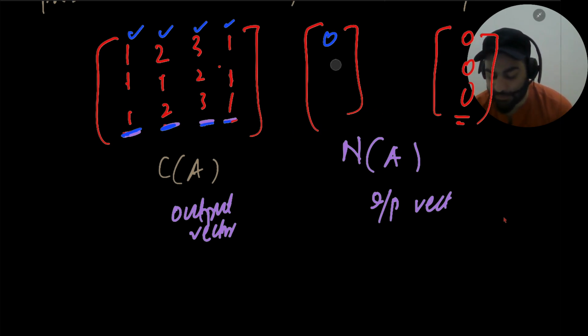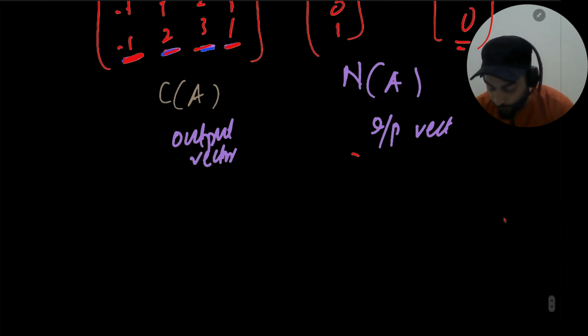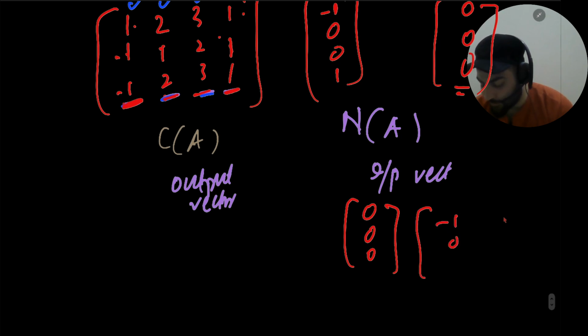Now another one: let's suppose I take -1 of the first and +1 of the last and 0 of these. So I'm taking this one -1 times and this one 1 time. If you add these two things, it will become 0, isn't it? And if you take 0 of the other two, it will become 0. So one vector I wrote is 0 0 0, which was present in the null space. Then -1 0 0 1.